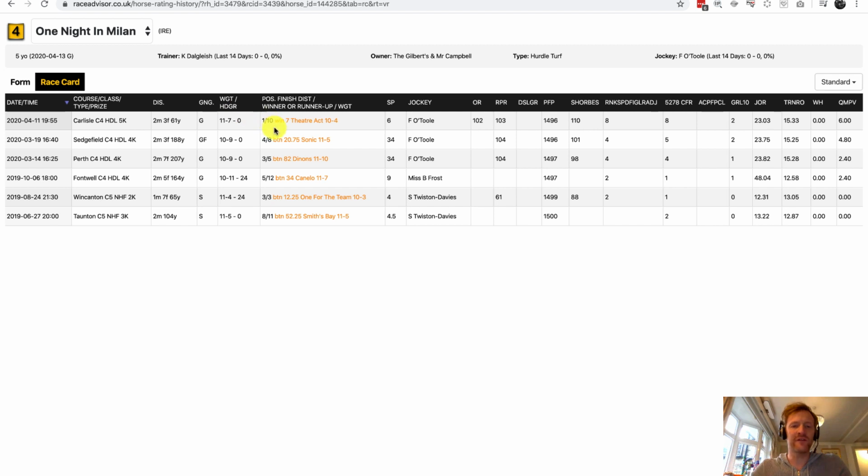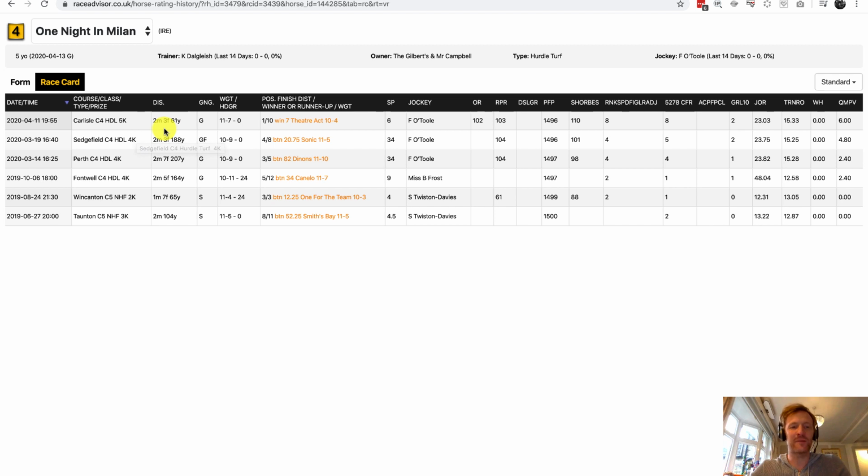So coming down here, the first thing that we'll notice is that actually there's no day since last good race in any of these fields, and that's because up until its last race on the 11th of April 2020, up until this horse's last race, you'll notice that it didn't have a good race. Beaten 20 lengths or nearly 21 lengths, beaten 82 lengths, 34 lengths, 12 and a quarter lengths, 52 and a quarter lengths. So no good races.